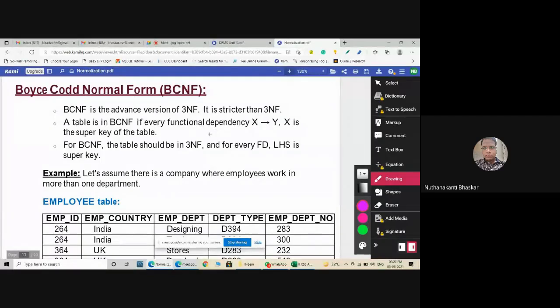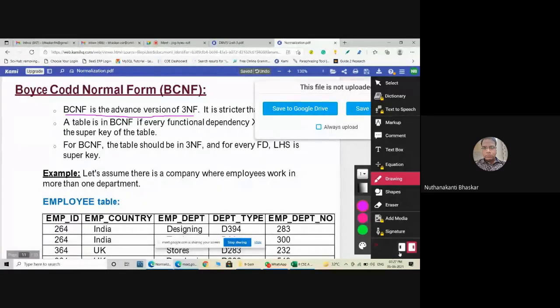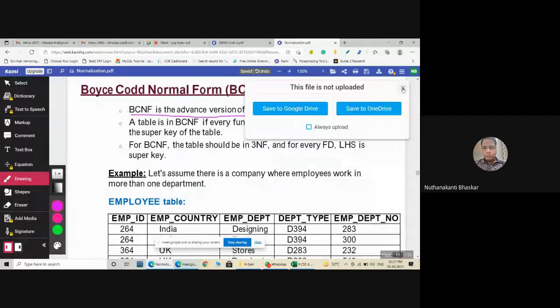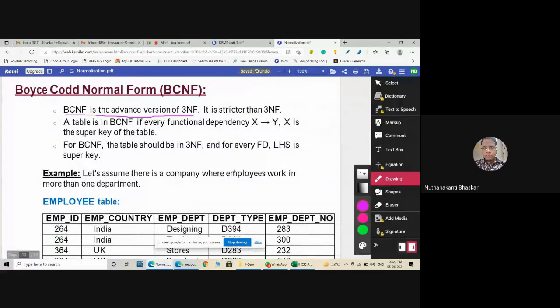Again, in a bookish way I can tell you, BCNF is the advanced version of third normal form. Already I told you why it is advanced. In third normal form, we are concentrating only on the candidate key. In BCNF, we are concentrating on the super key. That's why it is the advanced version of 3NF. Yes or no? Yes, sir. And it is stricter than third normal form.